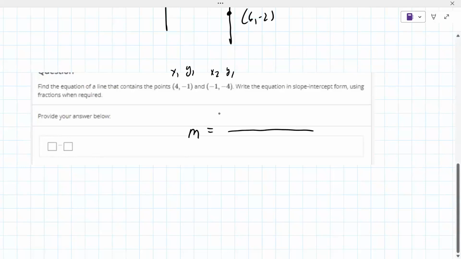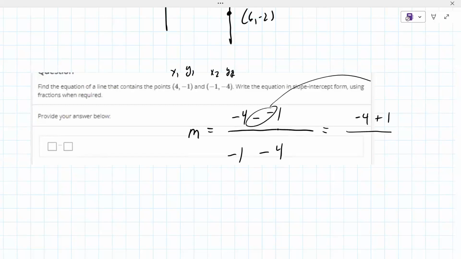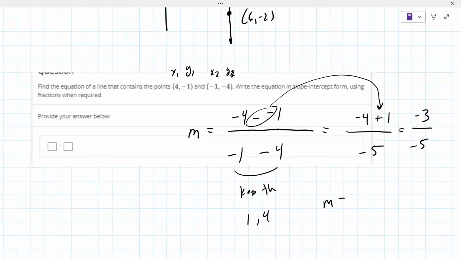X1, y1, x2, y2. This is negative 4 minus negative 1 over negative 1 minus 4, like that. Can you tell me what the top and bottom become, please? The top would be negative 4 plus 1. The double negative becomes a positive. What about the bottom? It'd be negative 3 on the top. On the bottom, they're both negative, so you keep the sign, and then you add the numbers without the sign. So the slope is 3/5.